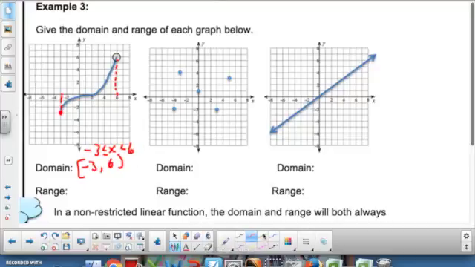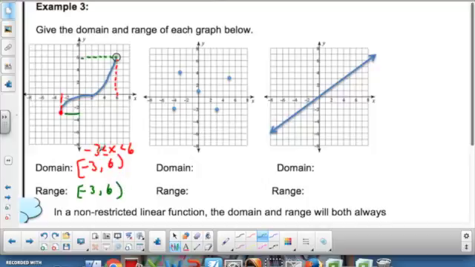Our range then, for this one, to find the range, remember we look at our y values. We start at the very bottom and look at where it starts on the y-axis. The y-axis starts at -3, again with a closed circle, so I'm going to have my bracket there, and it goes all the way up to right here at +6. And that's an open circle, so it's going to be open.